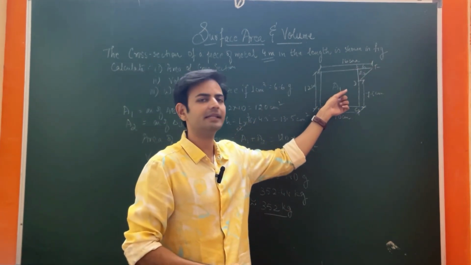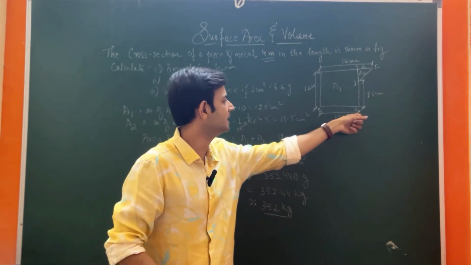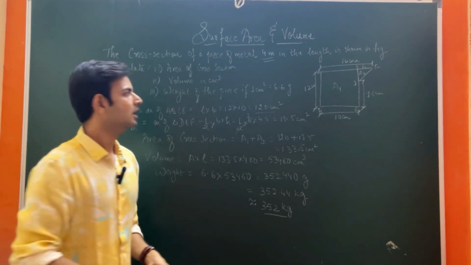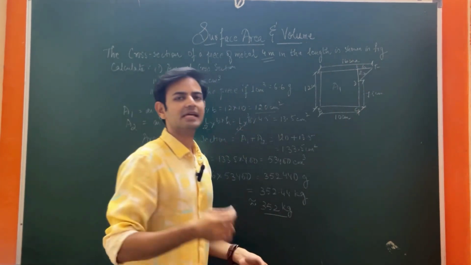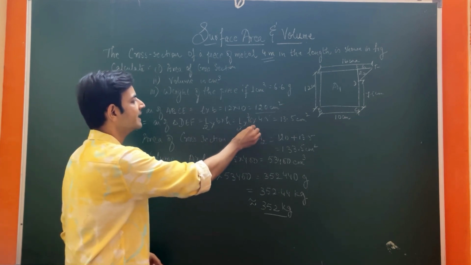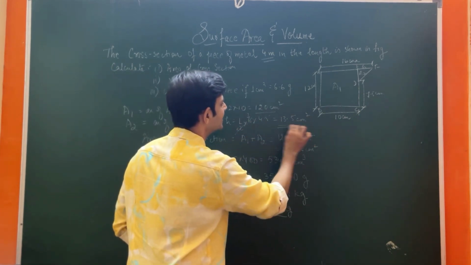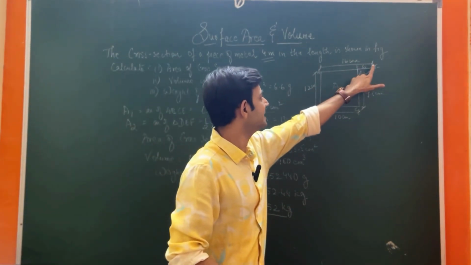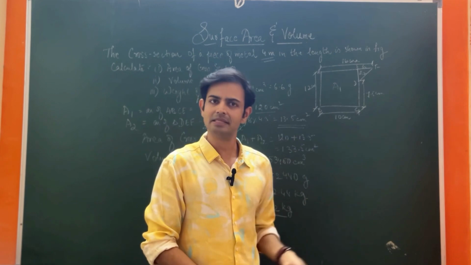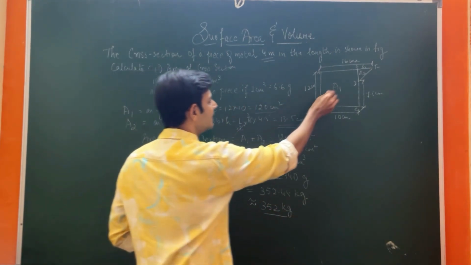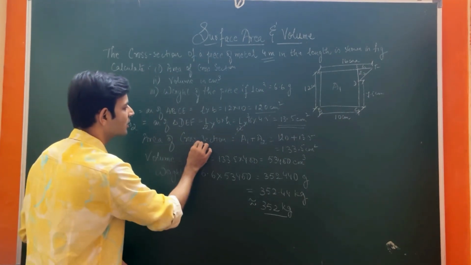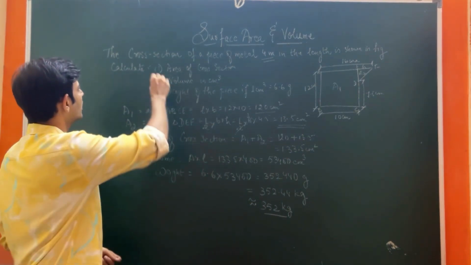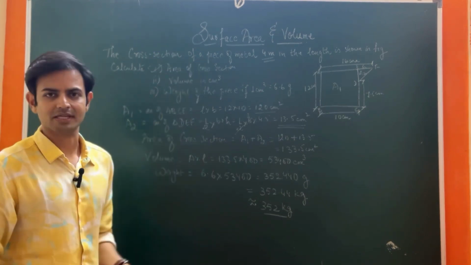So first we calculate the area of rectangle, which is L into B. So 10 into 12 gives me 120 centimeters square. For A2, that is area of triangle, which is half into base into height, we get the area as 13.5 centimeters square. Again, base here is 6 and height here is 3.5. So we add A1 and A2 and we get the area of cross section as 133.5 centimeters square. So we got the first part, that is area of cross section.